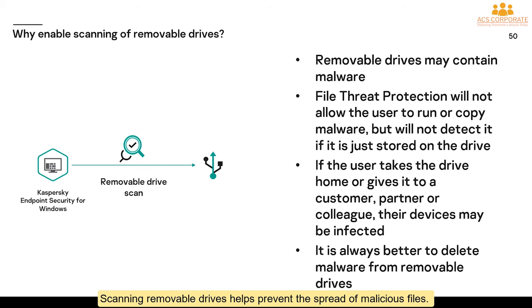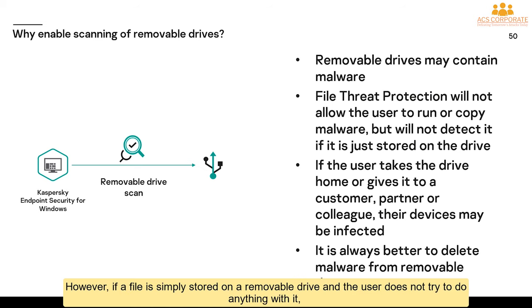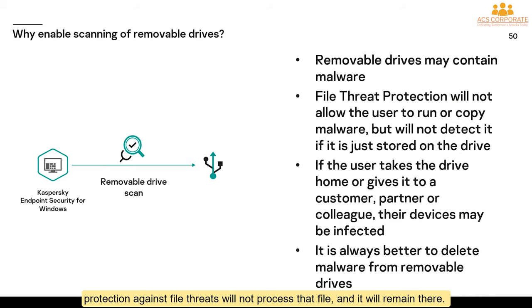Scanning removable drives helps prevent the spread of malicious files. When a user launches a malicious file or copies it to a hard disk, File Threat Protection intercepts the operation and deletes the malicious file. However, if a file is simply stored on a removable drive and the user does not try to do anything with it, protection against file threats will not process that file, and it will remain there.